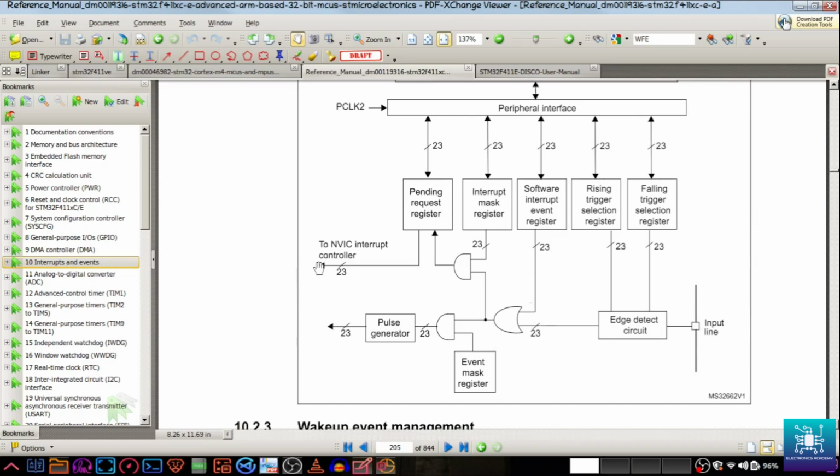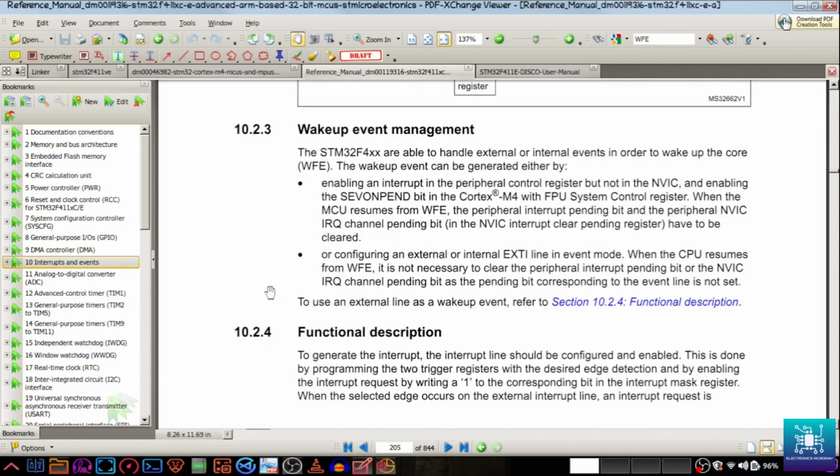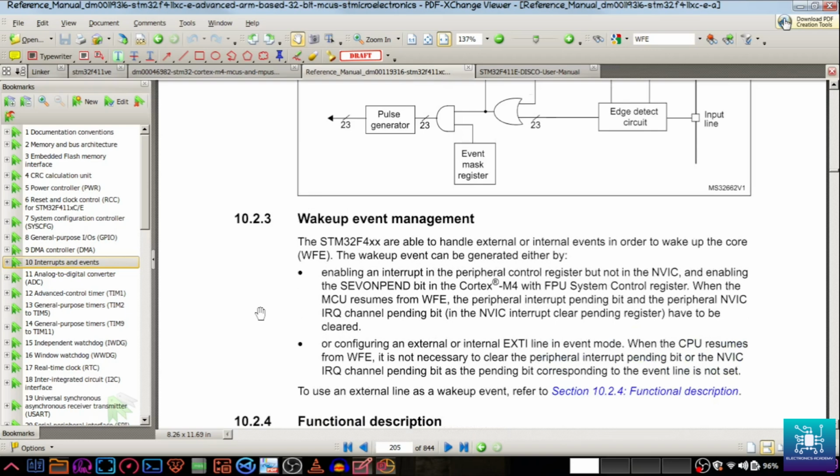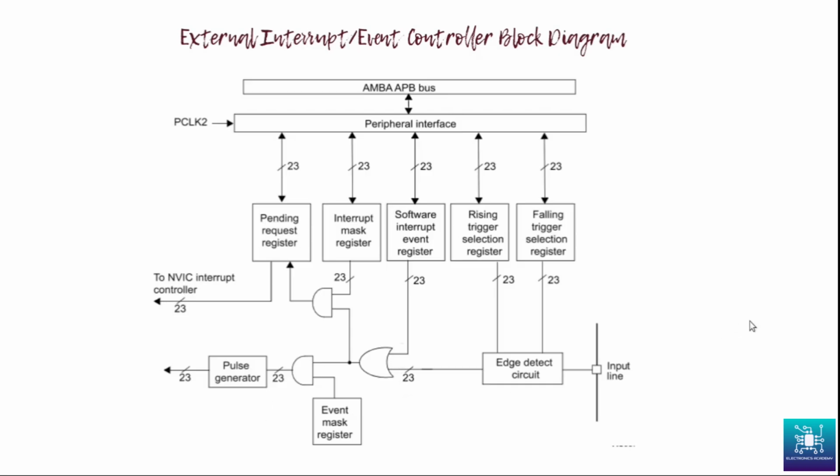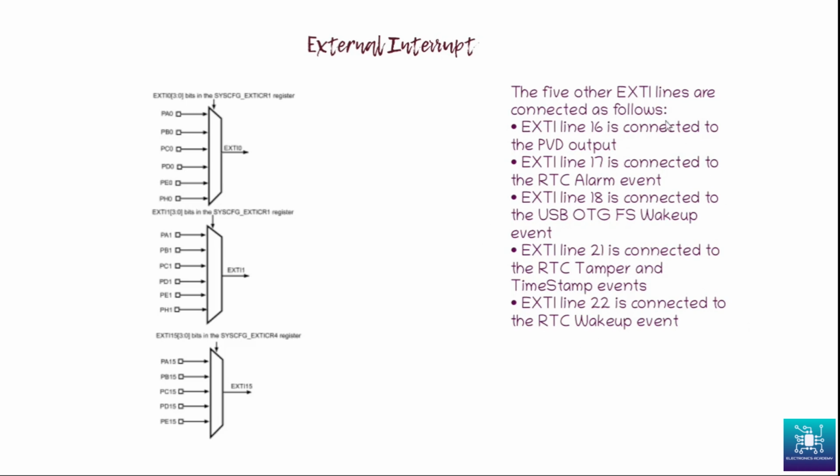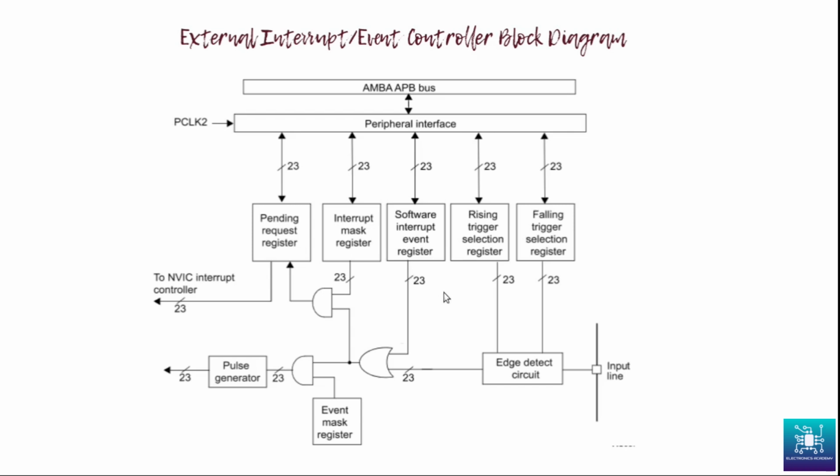So there is a distinction. If you treat the EXTI lines as interrupts, it goes to the NVIC. If you treat the EXTI lines as events, then it goes out through here. And as we saw, one of the major roles of such an event is to wake up the Cortex M4 processor from a sleep state. That is one scenario. The second scenario is where interrupts come out through here, that is line 16 PVD output, USB OTG FS wake up, and so on.